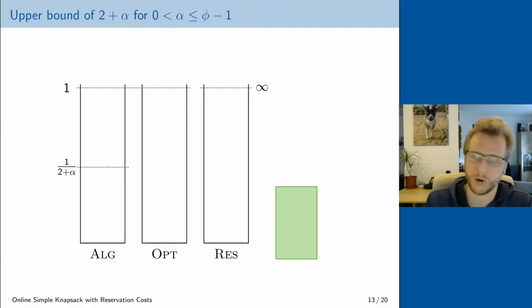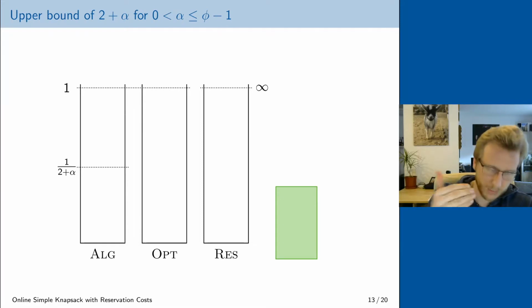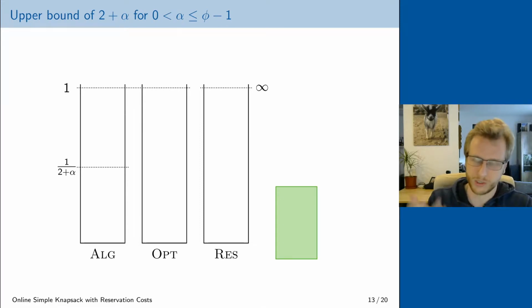And our algorithm will always do the same now. It will look at a new item whenever a new item arrives and then ask the question: if I would pack this item into my knapsack and pack everything that's in my reservation currently also into the knapsack and then subtract the costs that I would have to pay for the reservation, does this sum exceed this bound of 1 divided by 2 plus alpha?